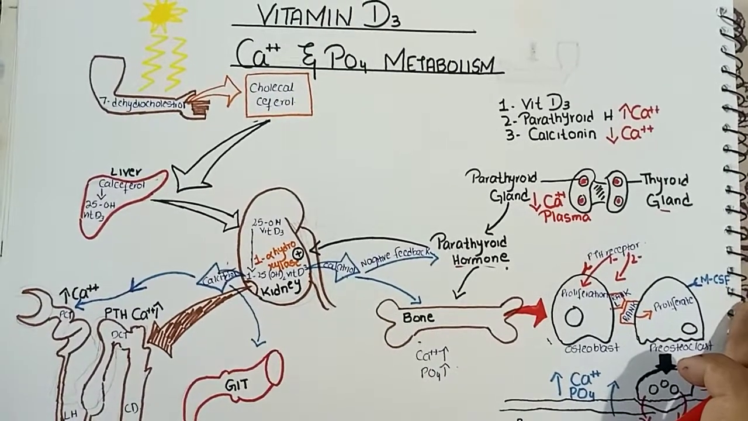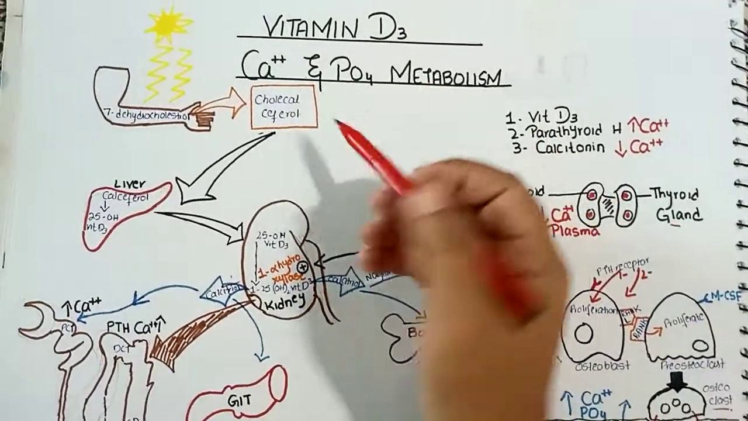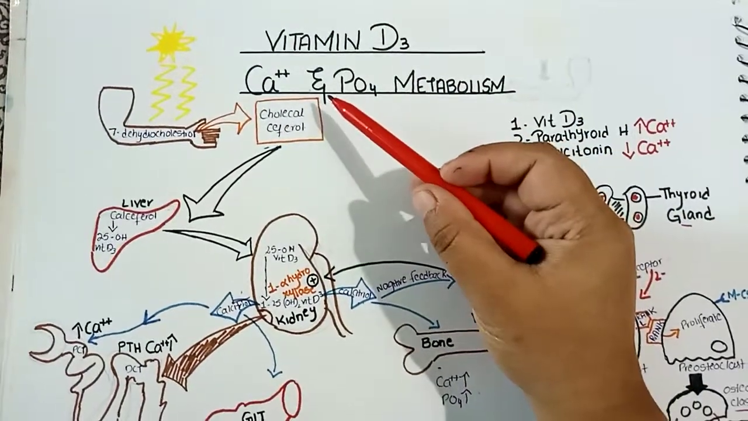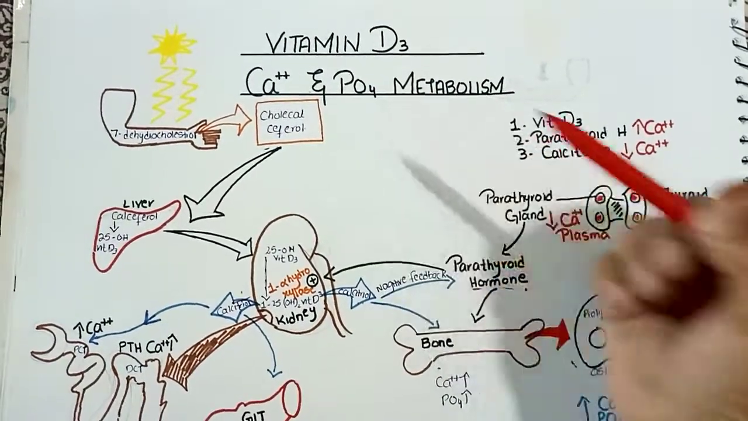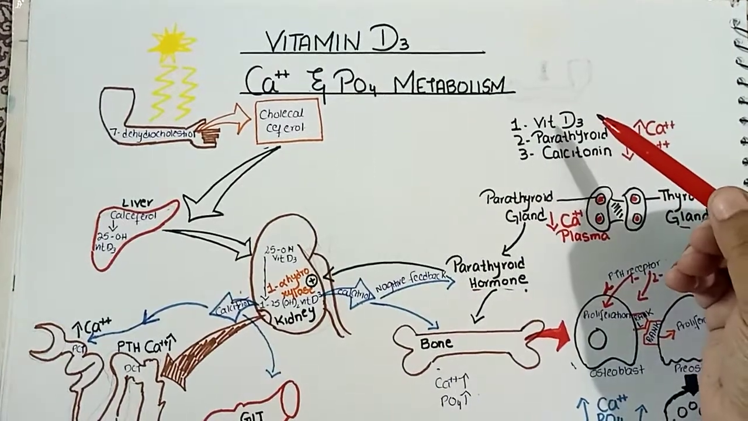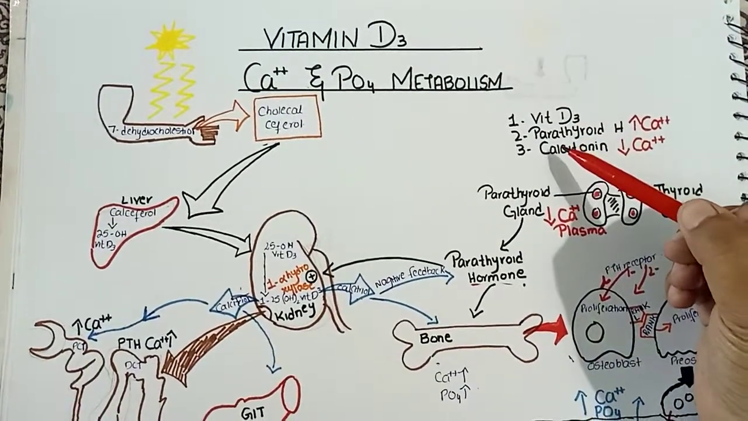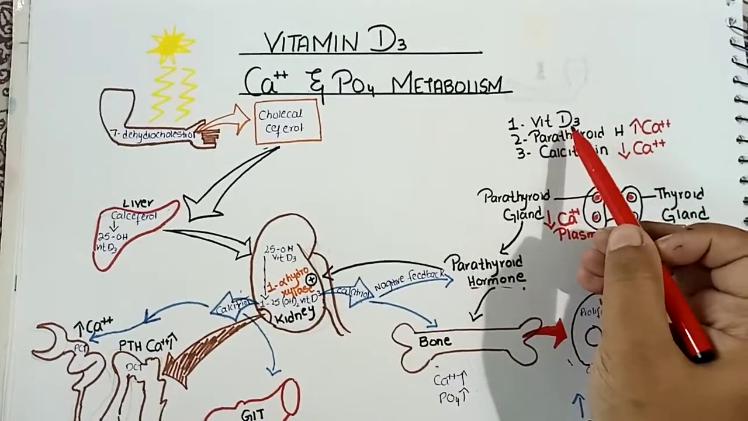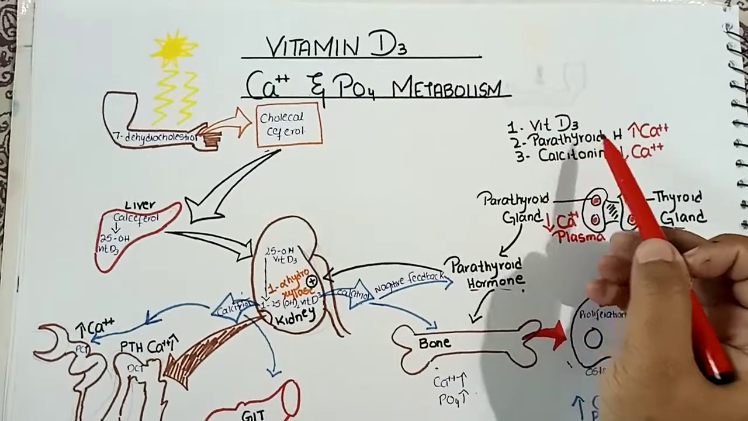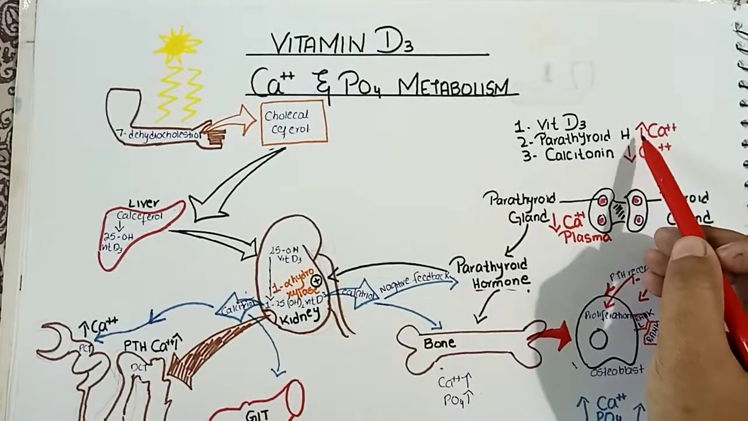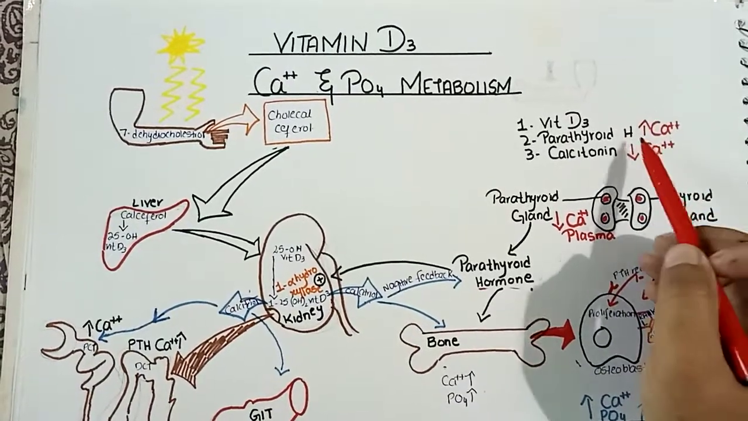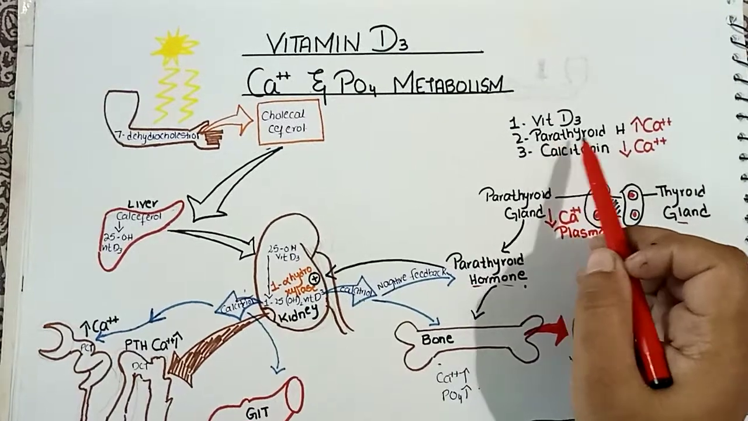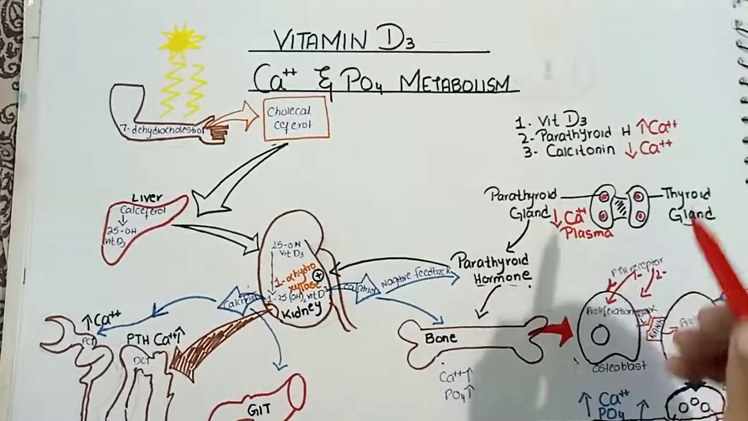So today the topic is the synthesis of vitamin D3 and the regulation of calcium and phosphate ions within our body. There are three important hormones of endocrinology, which are vitamin D3, parathyroid hormone, whose function is to elevate the plasma calcium level, and calcitonin, which is antagonist to the parathyroid hormone.